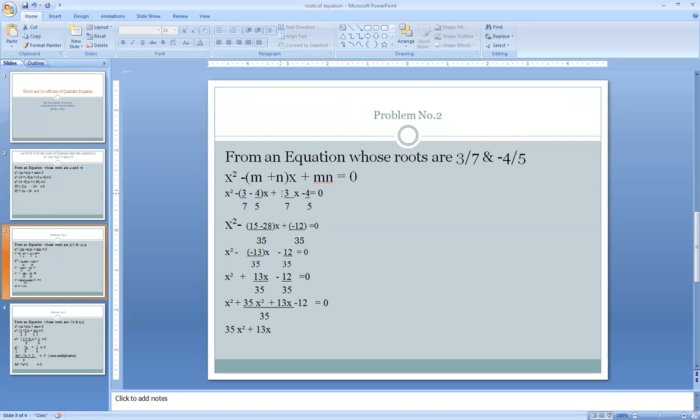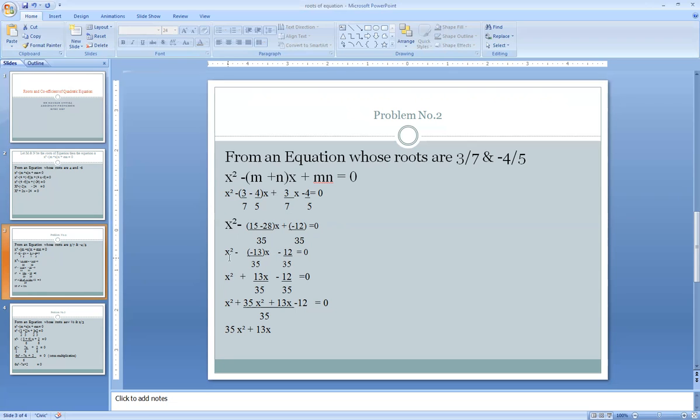Now, this is in the bracket. So 4 plus into minus is minus. 4 3s are 12 divided by 7 5s are 35. Directly we can multiply. This is equal to 0. Therefore, x square minus of 15 minus 28 is nothing but minus 13 divided by 35x. So plus into minus is minus, 12 divided by 35 equals 0.